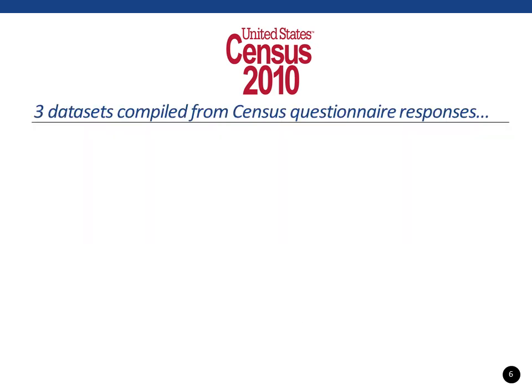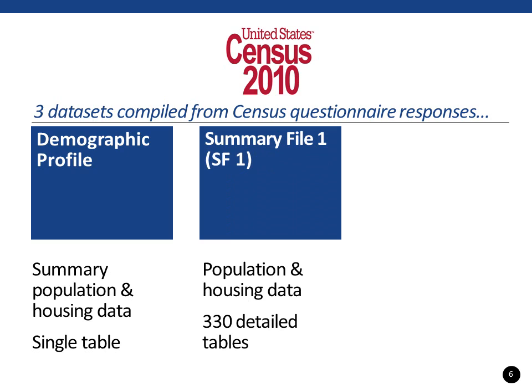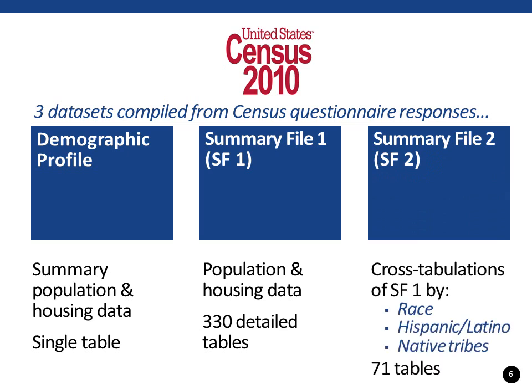The most current U.S. Census, the 2010 census, is organized in 3 datasets. The first is the demographic profile, which contains summary population and housing information in a single table. Summary File 1 includes all of the compiled data in 330 detailed tables. Summary File 2 contains cross-tabulations of Summary File 1 data by race and Hispanic or Latino ethnicity, as well as by American Indian and Alaska Native tribes. Summary File 2 has 71 tables.